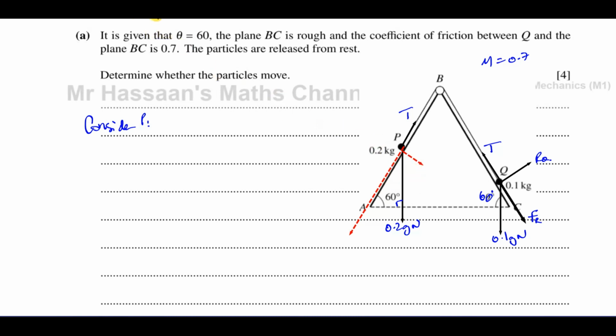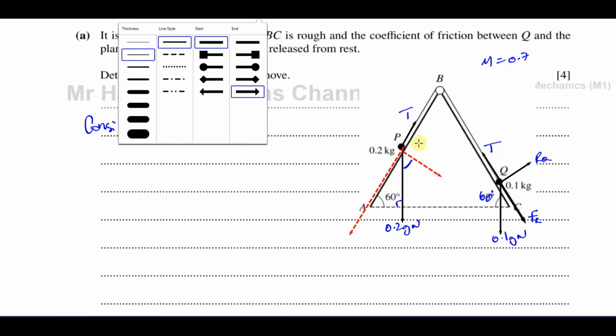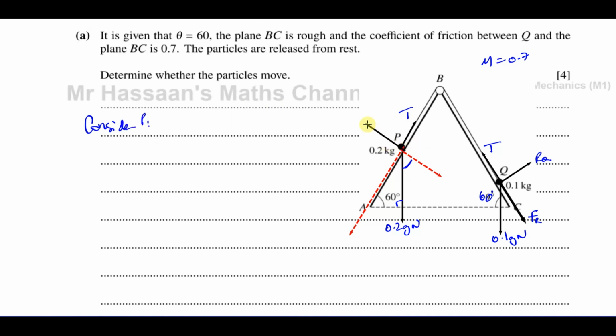That means the angle there is 60 degrees. The angle between the plane and the weight, like the reaction force and the weight, is 60 degrees. I'll just draw the reaction force here, even though we don't need it. This is the reaction at P, which we don't need anyway because it's a smooth plane, so there's no friction.